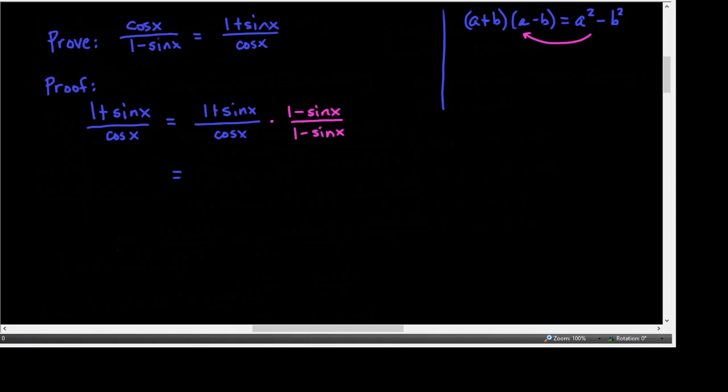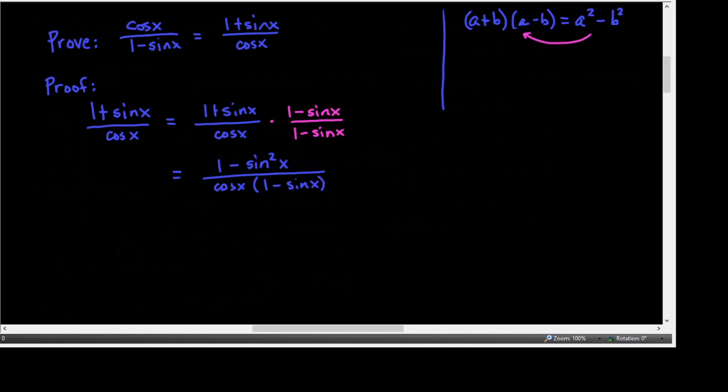But right here I have 1 plus sine x, a plus b, times 1 minus sine x, a minus b. So what I'm going to get out of that is 1 squared, which is 1, minus sine of x squared, so sine squared x, over cosine of x times 1 minus sine of x.